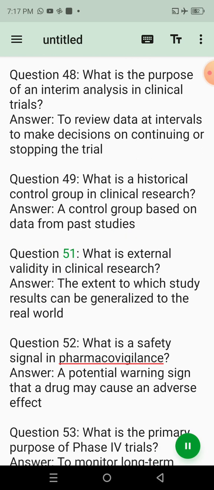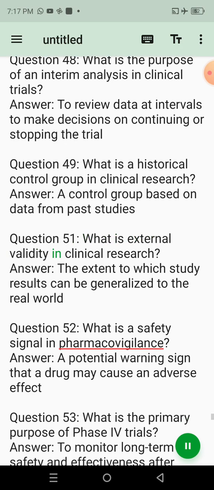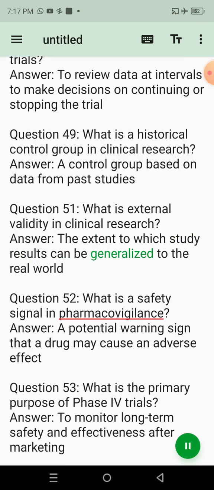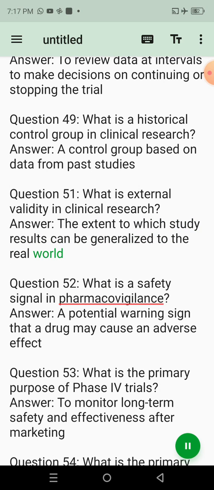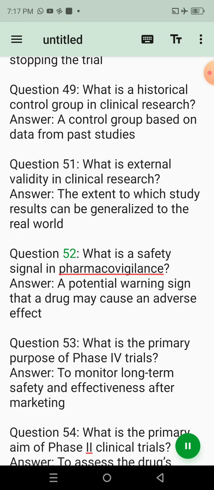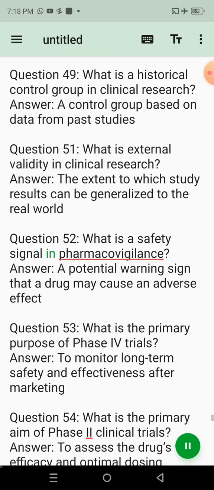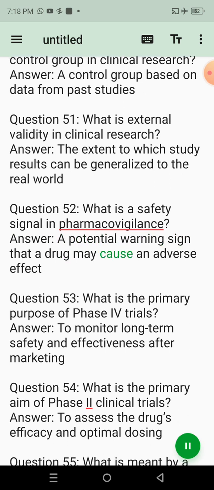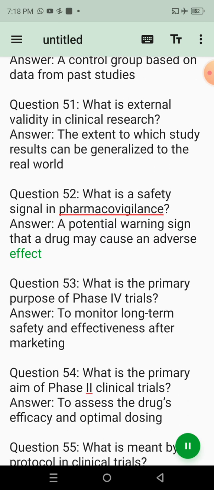Question 51. What is external validity in clinical research? Answer: the extent to which study results can be generalized to the real world. Question 52. What is a safety signal in pharmacovigilance? Answer: a potential warning sign that a drug may cause an adverse effect.